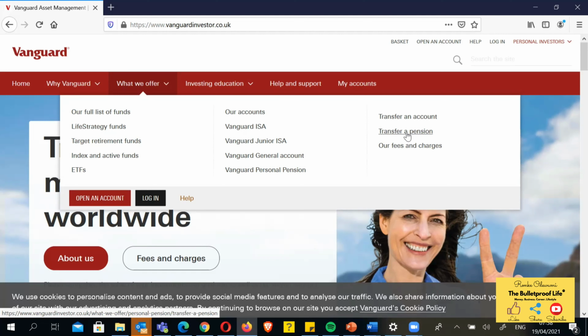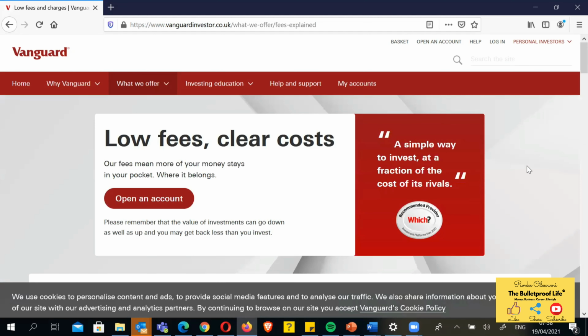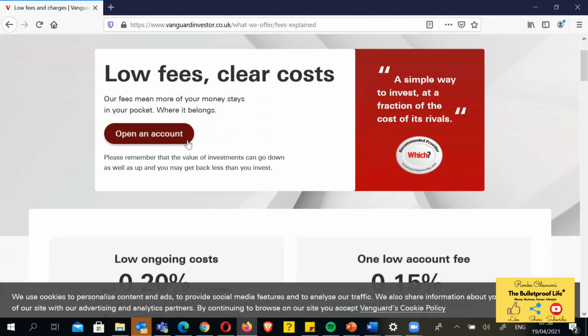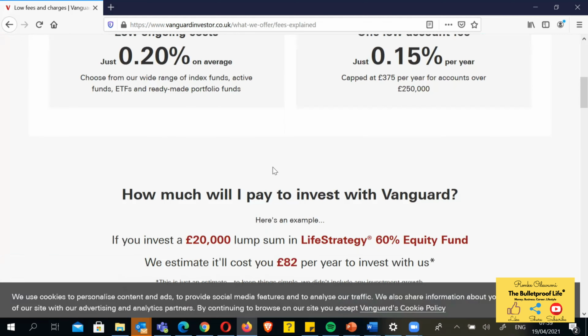You can transfer a pension, and on here you have their fees and charges, which is the first thing I've opened. As you can see, they have low fees. Fees are clear and they ask you to open an account. There's an ongoing cost of just 0.2% on average, and a low account fee of 0.15%, which is capped at £375 per year for accounts over £250,000, which means on your account you can never pay more than £375 per year. So it's very good, very competitive fees.